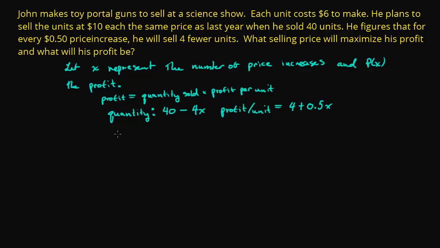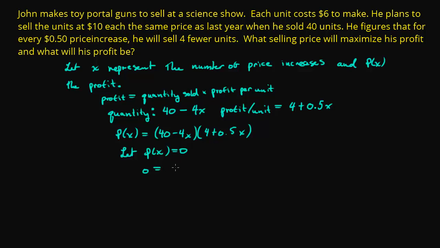So our profit, p of x, is going to be equal to the quantity sold, which is 40 minus 4x according to John's estimates, times 4 plus 0.5x. Our goal here is to figure out what value of x maximizes the profit, and what the maximum profit is. We could expand this and then use partial factoring or completing the square to figure out the vertex, but there's an easier method, because this expression is already written in factored form. I can figure out the zeros of this function really easily, so I'm going to let p of x be equal to 0.